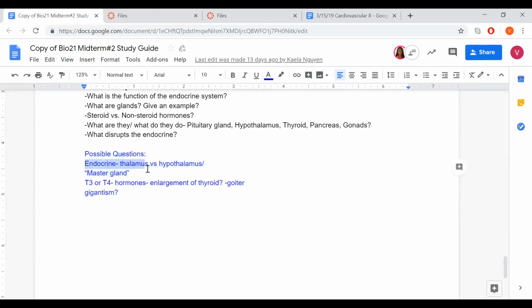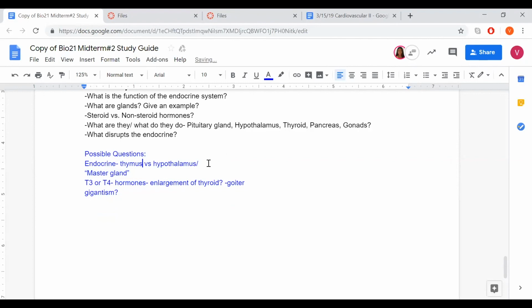Okay, so what is the difference between the thalamus versus the hypothalamus? The hypothalamus is in your brain, and the thalamus is also in your brain. Or no, I think I meant thymus. Oh, thymus. Yeah, sorry.